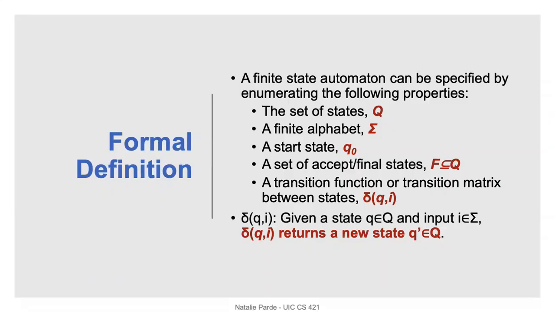When you see people formally define finite state automata, you'll usually see them use the following definition. Basically, a finite state automaton can be specified by enumerating several properties: a set of states Q, a finite alphabet sigma, a start state Q0, a set of final states F and Q, and a transition function between states, delta. The transition function returns a new state Q prime based on the current state and the input sequence element.